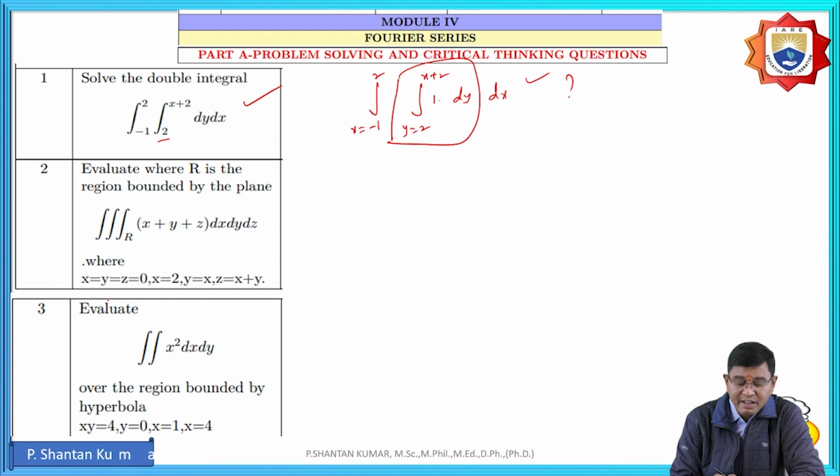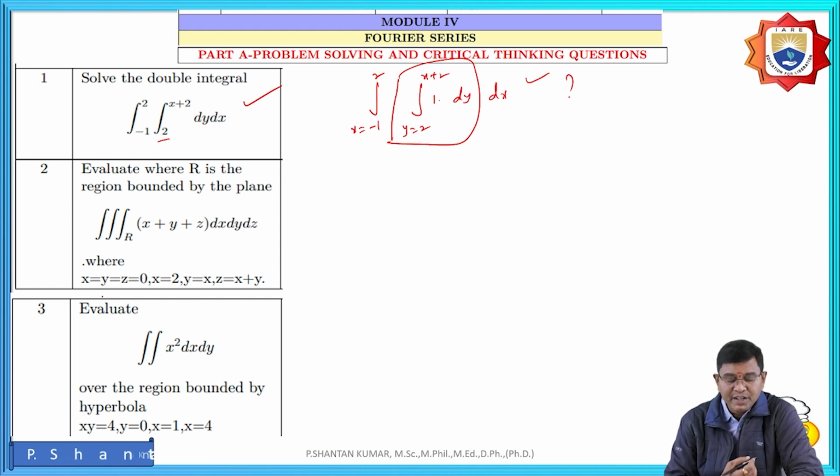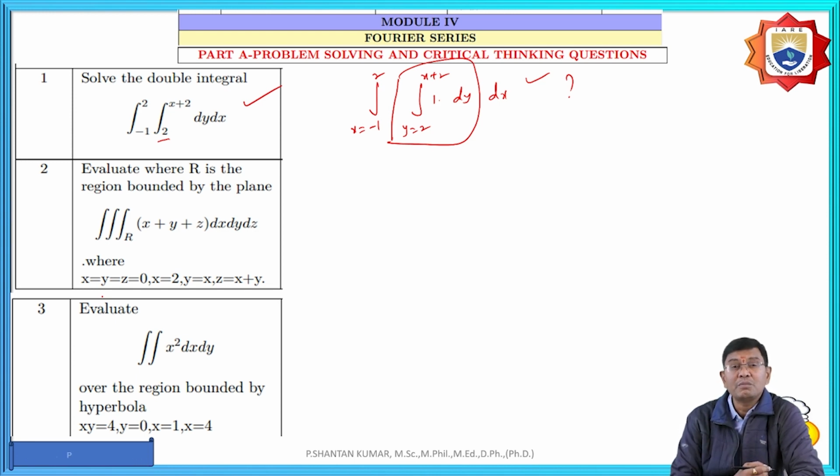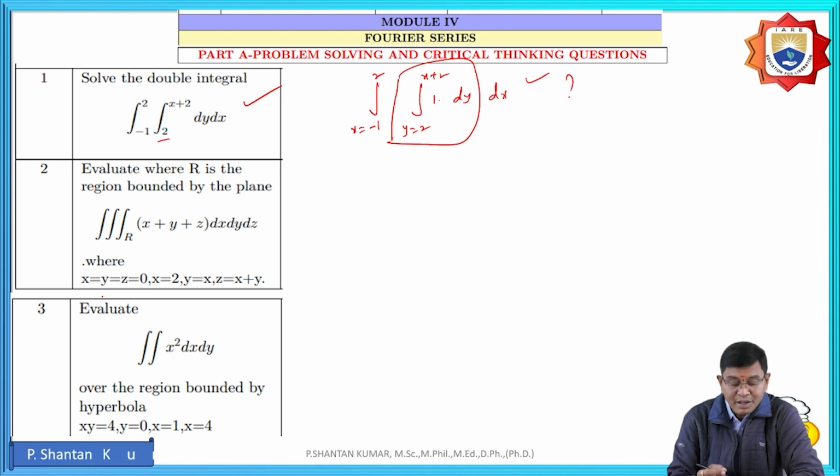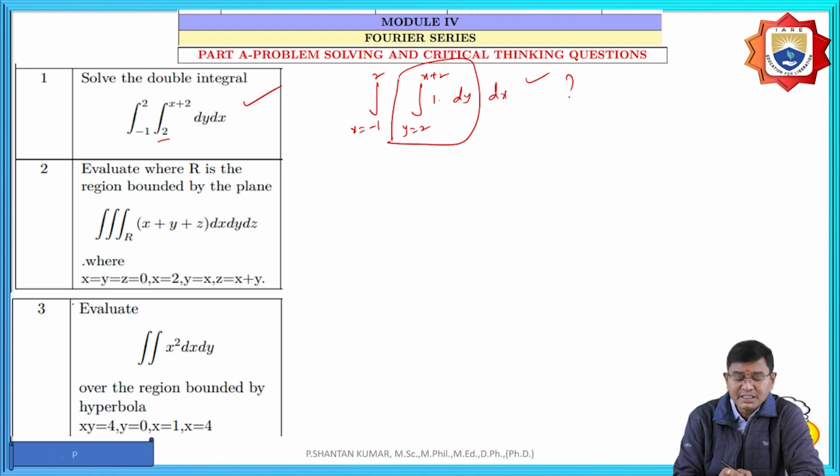Next, evaluate where R is the region bounded by the planes. While observing this one, the problem is under triple integrations. But the triple integration is not given with certain limits; instead they are given in equation format. We need to understand how to assume the limits here. The limits are given as x equal to y equal to z equal to 0, then x is equal to 0 to 2, and y is equal to x, and z is equal to x plus y.